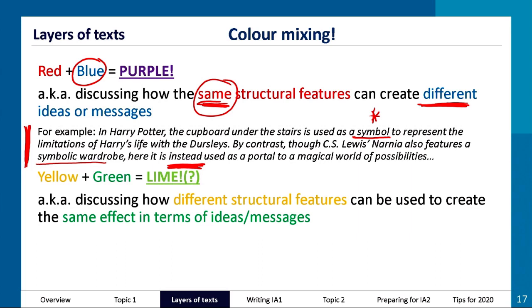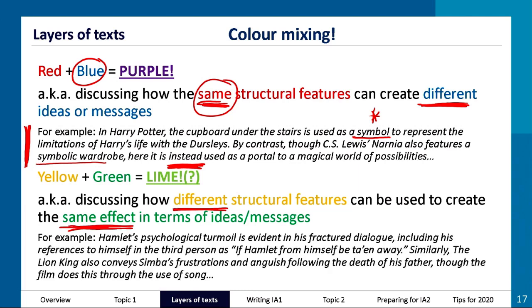This is really easy to do when you're talking about different genres, because a novel and a film will, by their very nature, have different structural features, but often, especially if they're adaptations, they're communicating the same basic thing. For example, Hamlet's psychological turmoil is evident in his fractured dialogue, including his references to himself in the third person, again, really specific meta-language that talks about the language that we're seeing here, as if Hamlet be from himself taken away. Similarly, The Lion King also conveys Simba's frustrations and anguish following the death of his father, though the film does this through the use of song, and then we go on to analyse whatever sad song plays in the movie at that point. So, same effect.